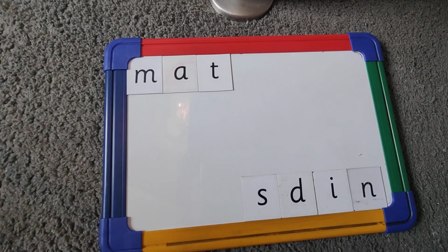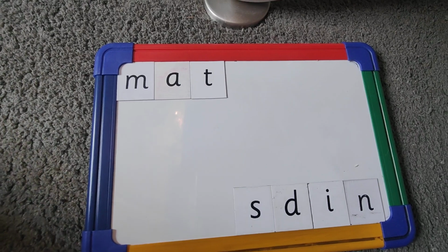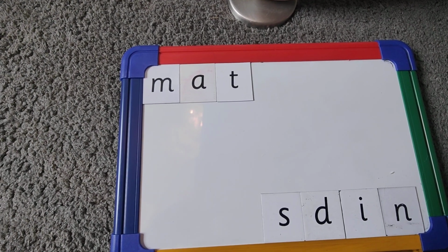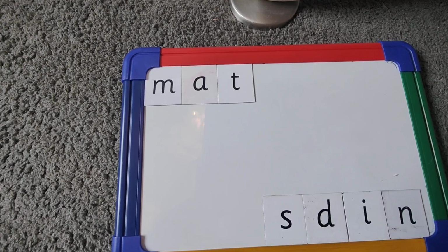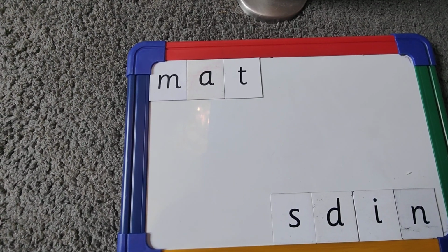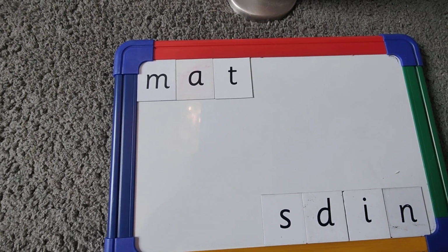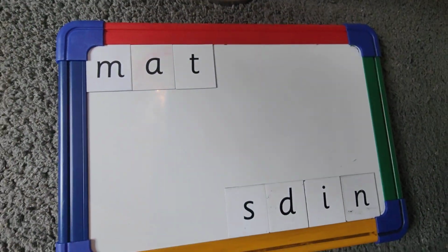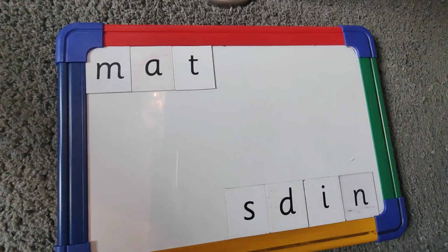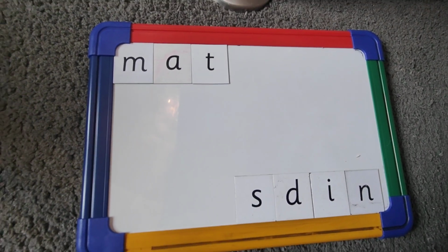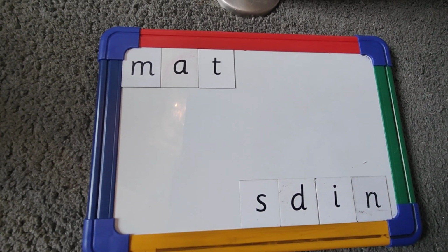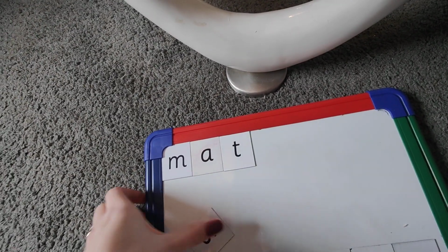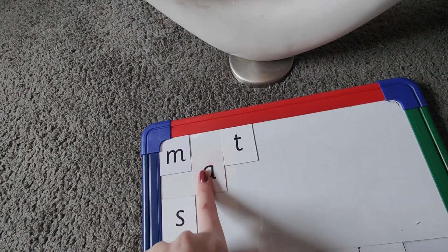Now, once your children are able to build words with support, as they become more confident and develop more fluency, they will be able to read 3-letter words independently. After they can do this, we want them to start being able to read and build 4-letter words. So, for example, sand.